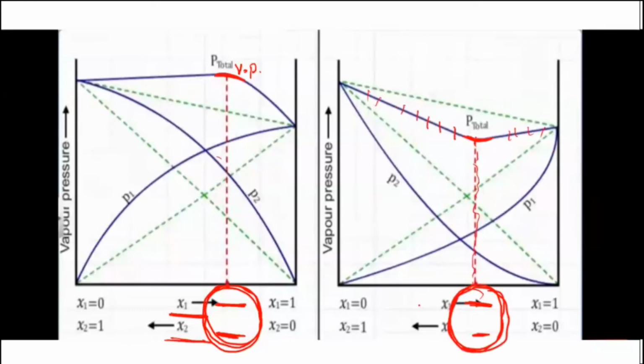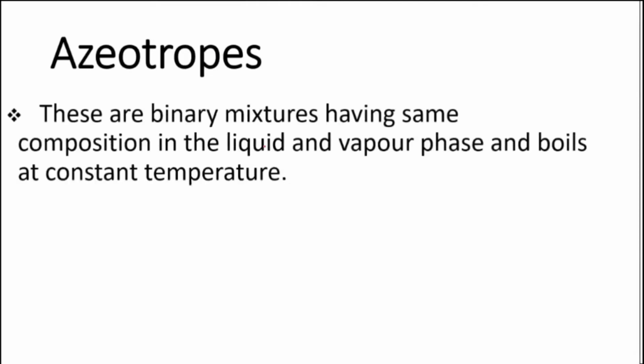So that special case of mixture is called azeotropes. And azeotropes happen only for binary mixtures, not when you add more than two or three components. Binary mixtures, you remember, where you have one solute and one solvent. So let's understand the definition of azeotropes. These are binary mixtures where you have one solute and one solvent.